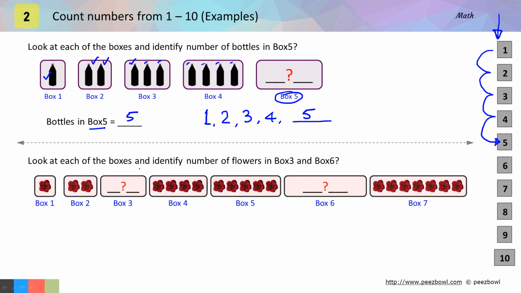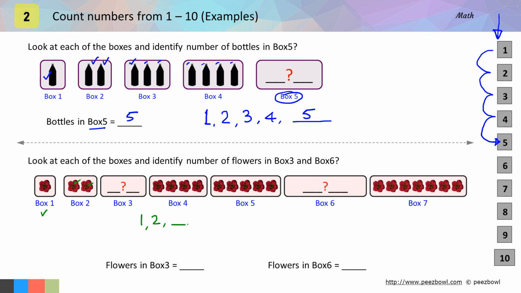In this question also we need to identify number of flowers in box 3 and number of flowers in box 6. For this we need to count number of flowers in all other boxes, and after that we will check which number is missing. Let us write number of flowers present in each box first. In box 1 we have 1 flower. In box 2 we have 2 flowers.